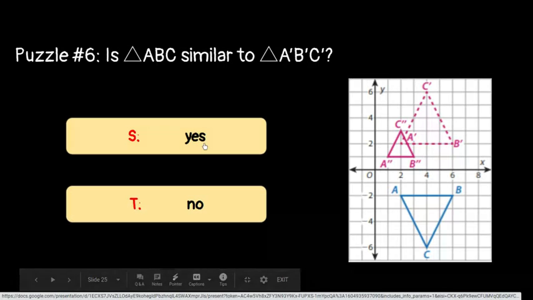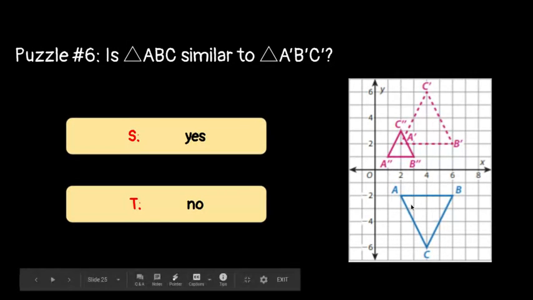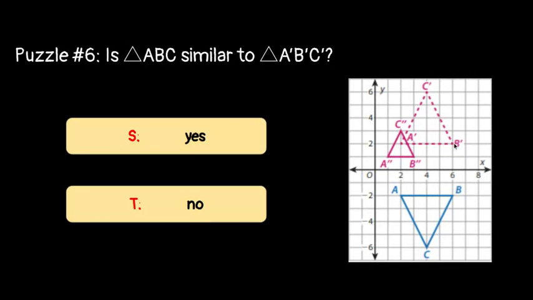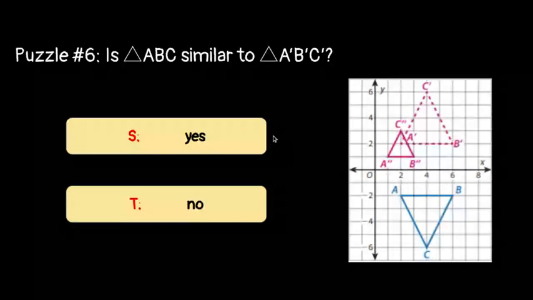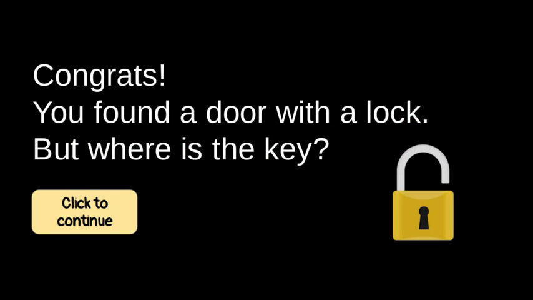Next, we have puzzle 6, which is going to be part of question 2A. So we have triangle ABC, and we're asking, is it similar to triangle A prime, B prime, C prime? So do we think yes or no? We can see that our two figures are similar because they have the same angle measures and they have corresponding side lengths by a scale factor of 1. So our answer is S.